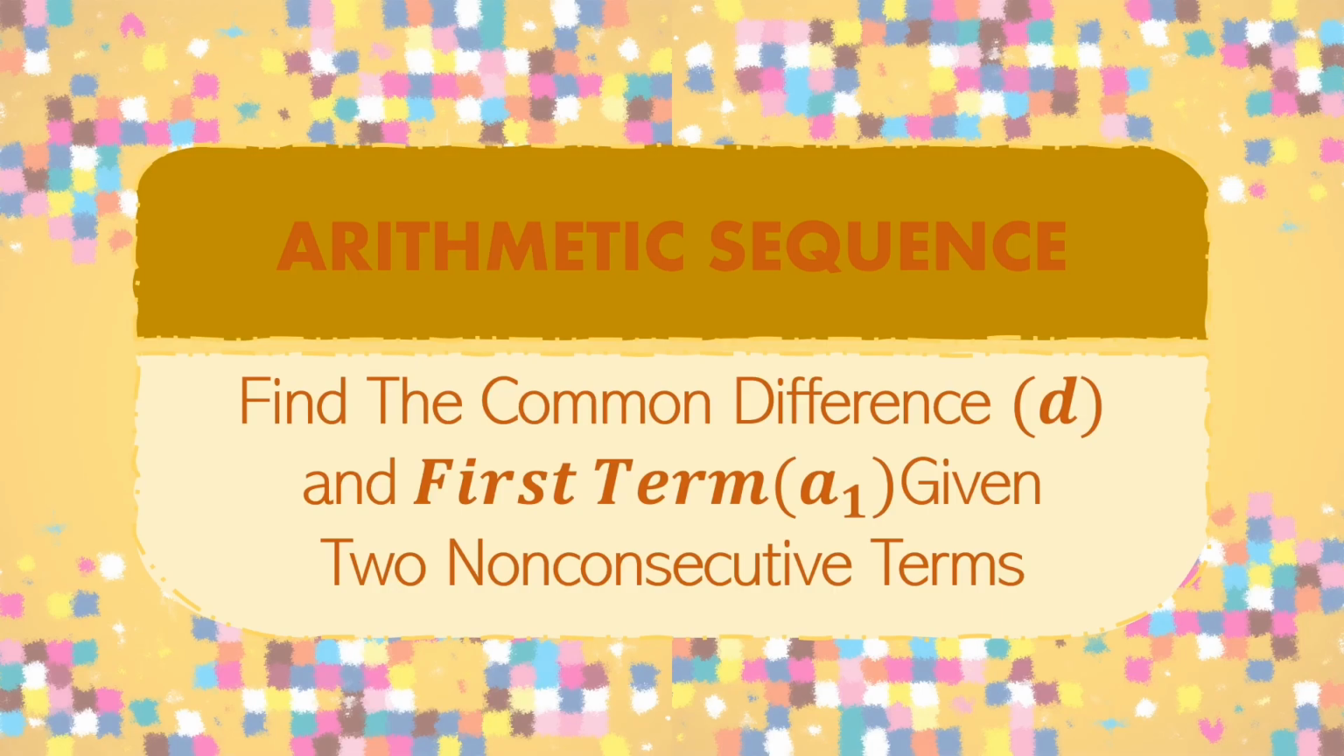Hi everyone, this video is about arithmetic sequence, focusing on finding the common difference d and the first term a sub 1 given two non-consecutive terms, of which the first term is not one of them. Let us compare the formula in finding d when the first term is given and when it is not given.